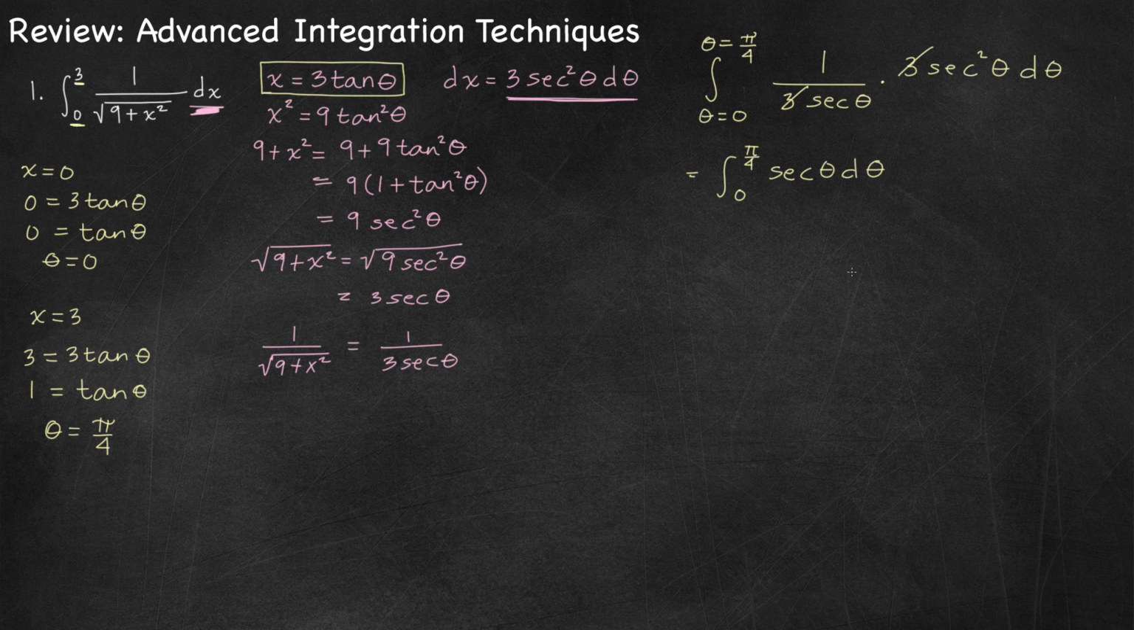Now secant theta is not an easy one to integrate. In order to integrate secant theta, we're going to use kind of an algebra trick here. We're going to multiply by a fancy form of 1. We're going to multiply by secant theta plus tangent theta over secant theta plus tangent theta.